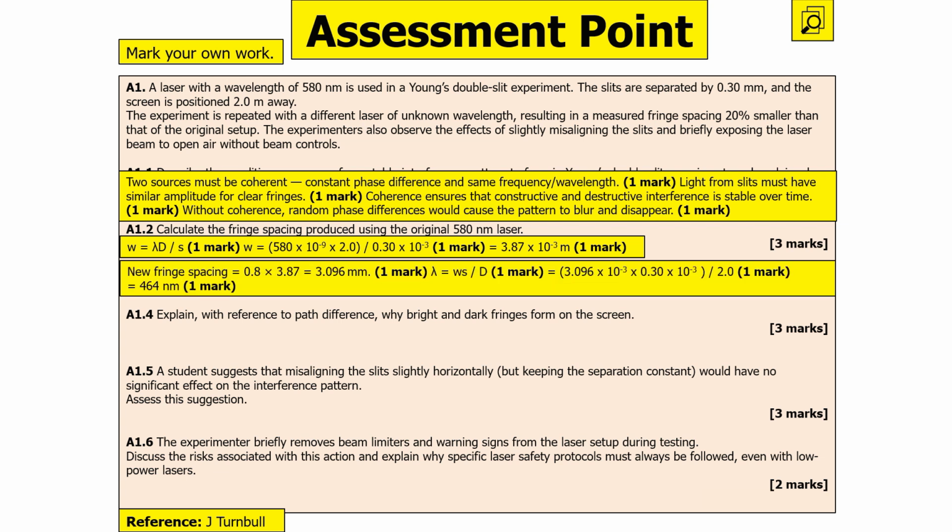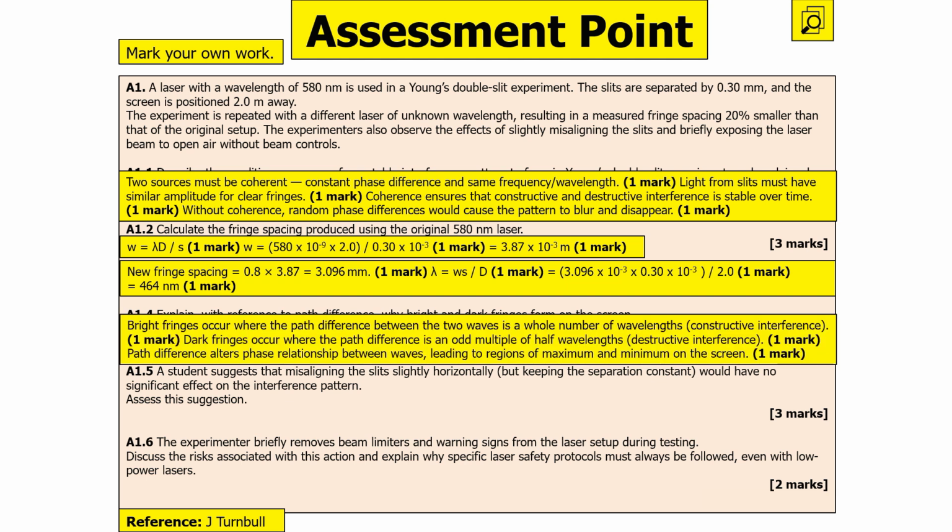We work out our new fringe spacing, which is 80% of the old one, so it's 3.096 millimeters. Pop in the values, we get 464 nanometers. Next one, bright fringes occur where the path difference between the two waves is a whole number of wavelengths. It's constructive interference. Dark fringes occur when the path difference is an odd multiple of half wavelengths.